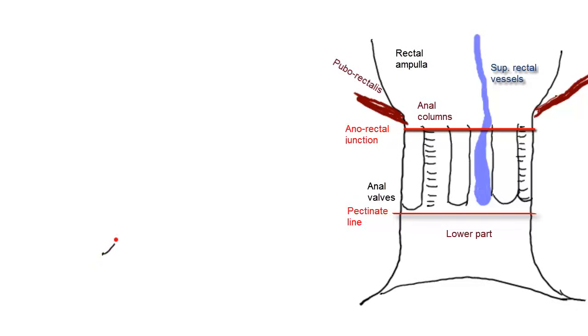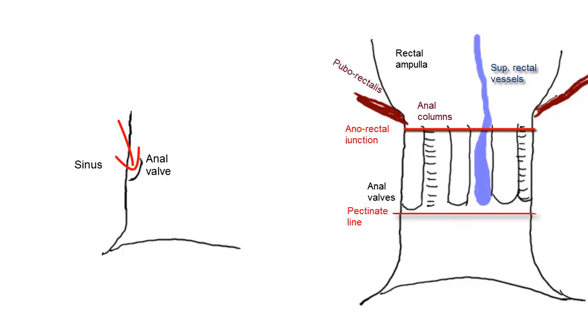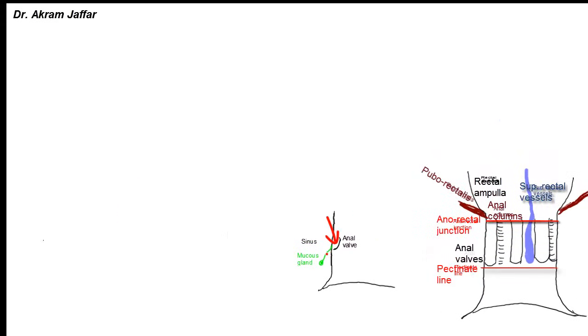If we look at the anal canal from a side view, you can see here one of these valves from the side. Behind each valve there is a sinus. Into the sinus open mucus glands, and these glands exude mucus when they are compressed by feces.